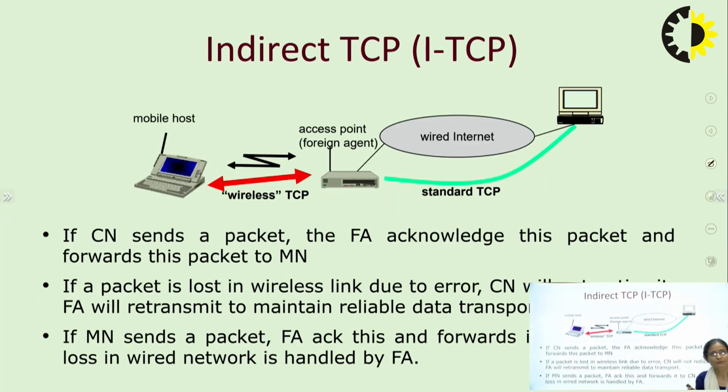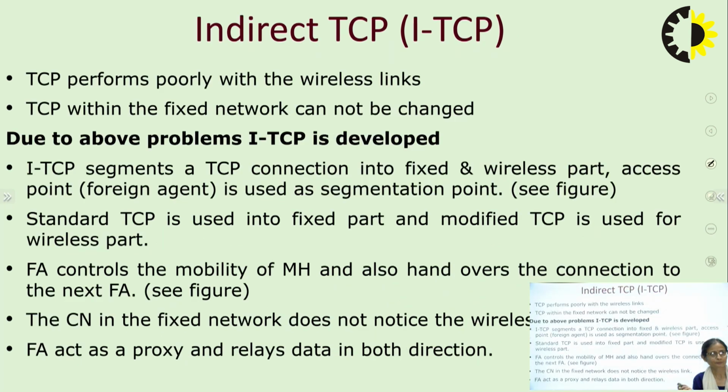If you look at this figure, in the case of indirect TCP, we have a foreign agent here. This is the foreign agent, or you could say it is a breakpoint. Here we have wireless communication, so we have a wireless TCP. Here we have the wired internet, so your standard TCP protocol would work here. Standard TCP is used in the fixed part and modified TCP is used for the wireless.